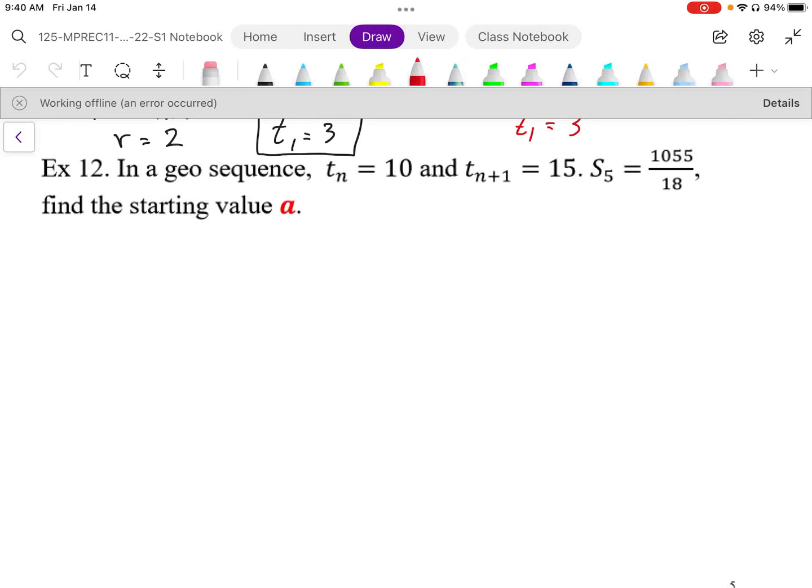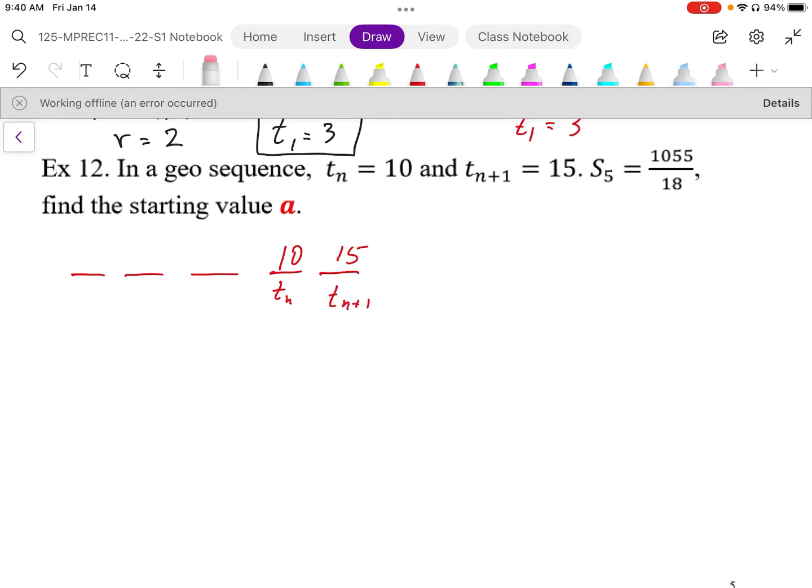Here we've been given a geometric sequence, but we don't know where these terms fit. Okay, so we have Tn and Tn plus 1. So although we don't know where these terms fit, we know that Tn is 10 and the next term over is 15.